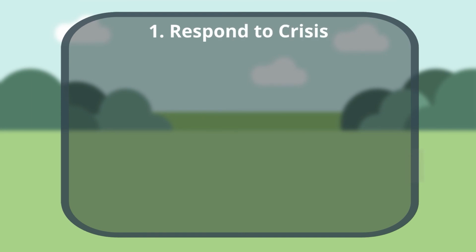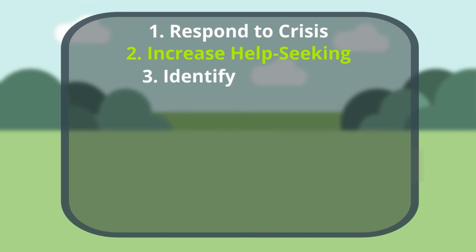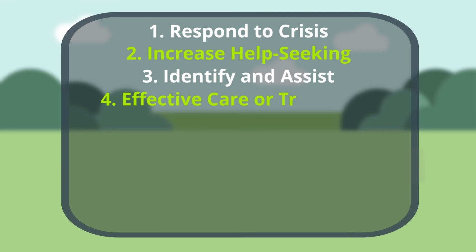I know that was a lot of information, so let's recap those 9 areas one more time. First, a campus must be ready to respond to crisis. Second, a campus must increase help seeking. Third, a campus must be equipped to identify and assist students in distress. Fourth, students seeking formal services should be provided with effective care or treatment shown to reduce suicide risk and address other related mental health concerns.